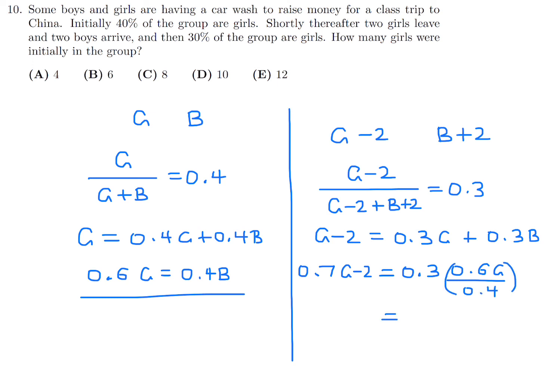So solving, you get 0.45G is equal to 0.7G minus 2. And that gives me 2 is equal to 0.25G. And therefore G is equal to 8. So initially there were 8 girls in the group. So number 10, the answer is C.